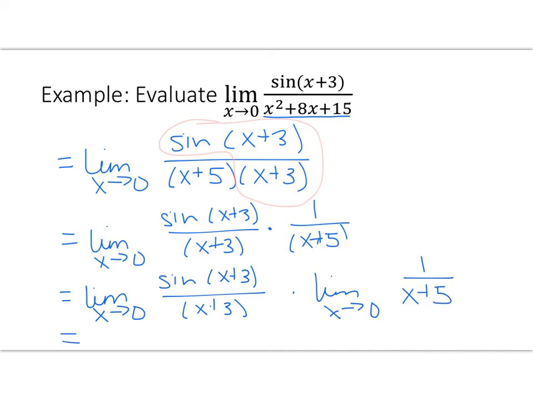And now I'm going to actually evaluate it. The limit as x approaches 0 of sine of x plus 3 over x plus 3 is just equal to 1, times, over here, the limit as x approaches 0, I'm plugging the 0 in for x, I get 1/5, and 1 times 1/5 is just 1/5. So this limit is equal to 1/5.